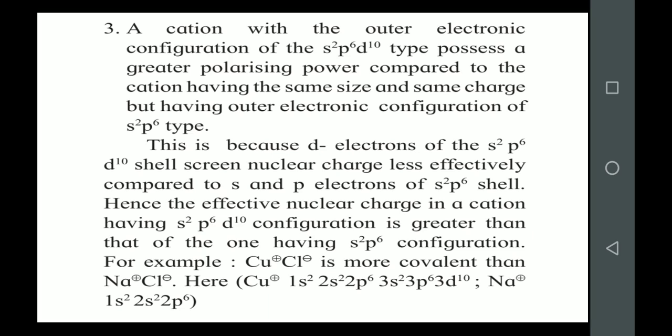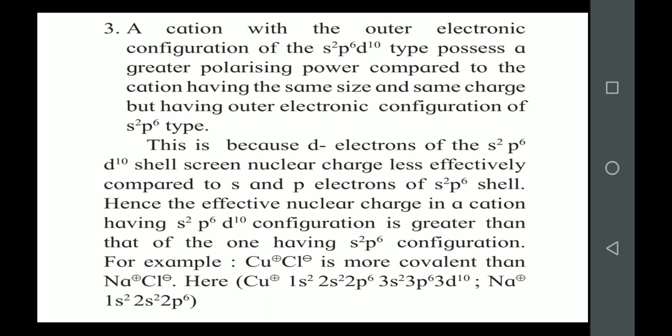The example of cuprous chloride and sodium chloride is given. Cuprous chloride is more covalent than sodium chloride. These two are ionic compounds, but cuprous chloride exhibits more covalent character as compared to sodium chloride. In cuprous chloride, the outer electronic configuration of copper is of s2p6d10 type, whereas sodium does not contain d electrons, so it has only s2p6 type of configuration.